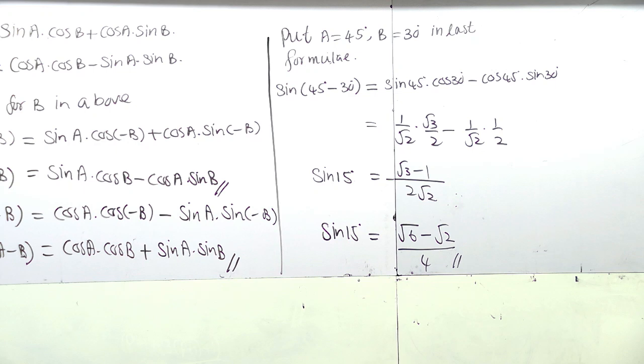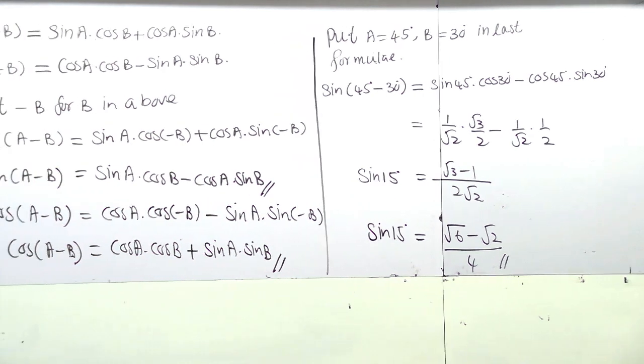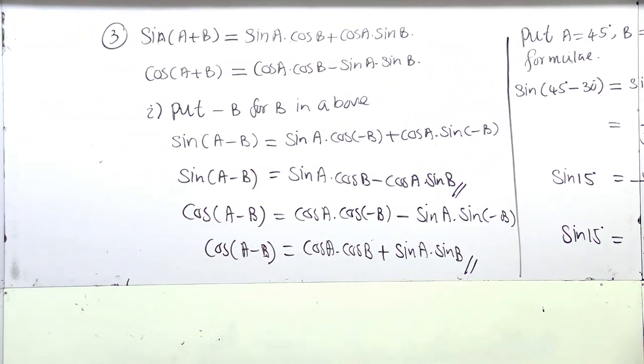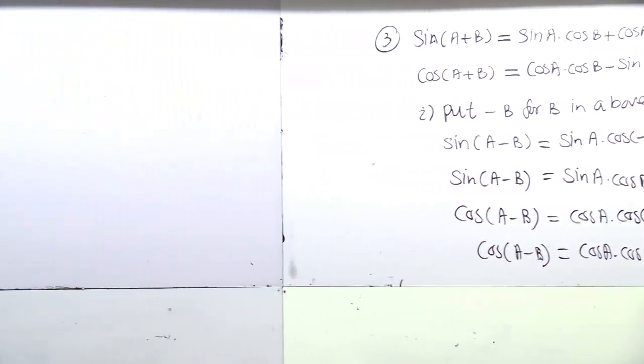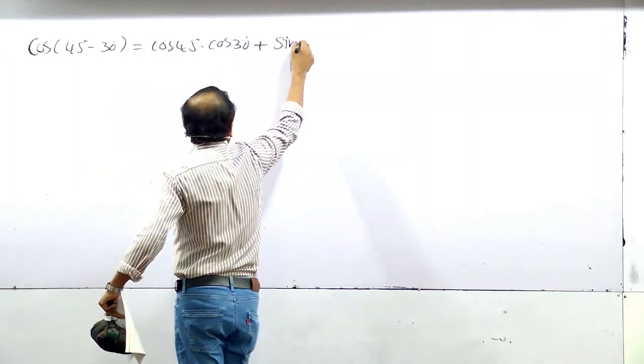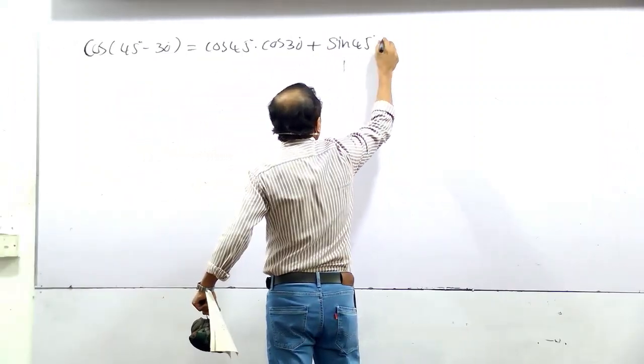Okay, come to the next one. Here put A 45, B 30. Then we get again cos 15. The second answer you can take, right? Cos 45 minus 30 is cos A cos B plus sin A sin B.